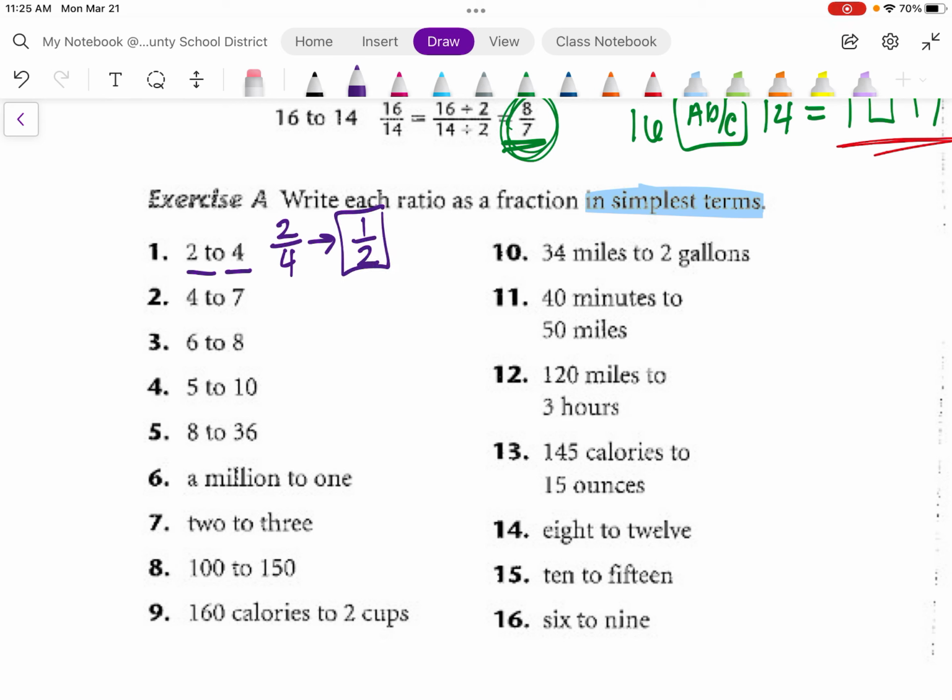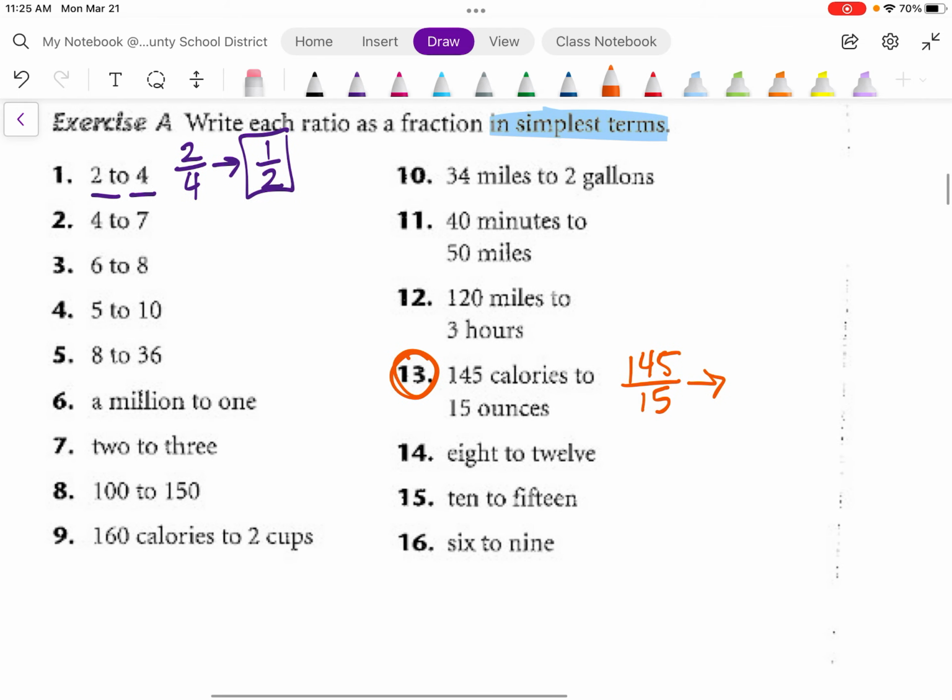Okay? Or if we're doing something like number 13, 145 calories to 15 ounces. Again, you can use the ABC button for that. If it's giving you a mixed number, go ahead and click second ABC so it can give you the improper fraction of 29/3. So I do want it as one fraction in simplest form. So make sure you're using that second ABC function to help you get the right fraction.